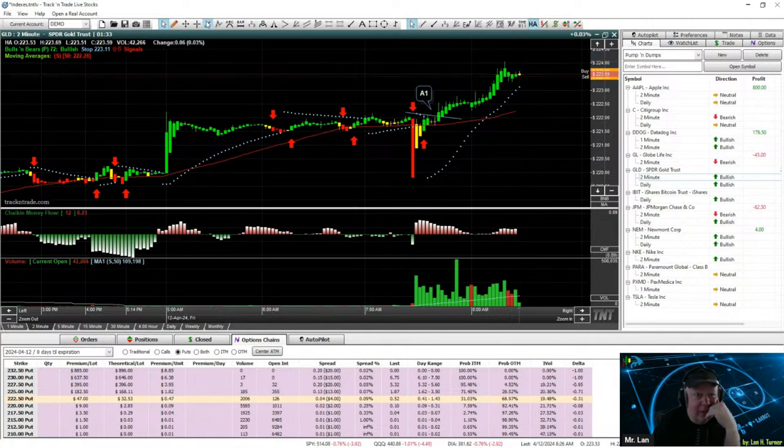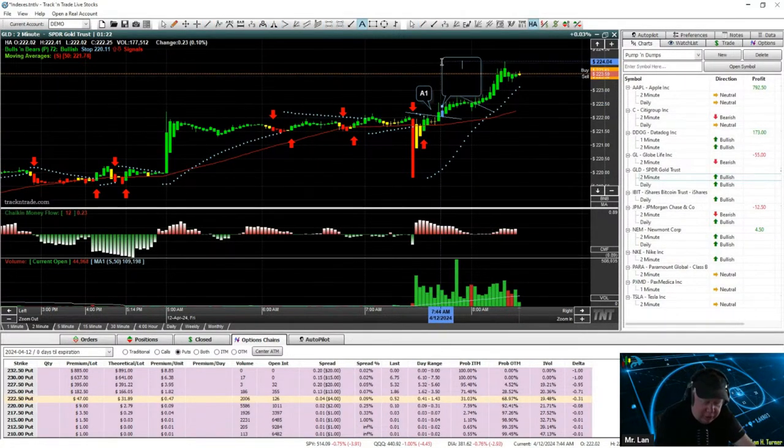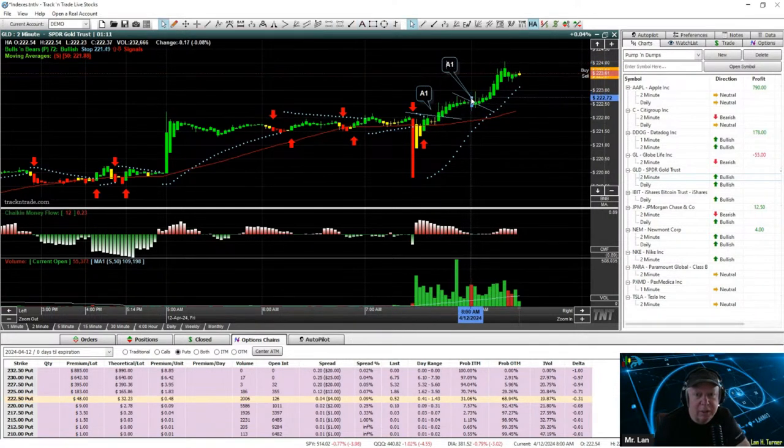Okay, so that means this is A2 right here, right? That right there is going to be our A2. Label it. Hey, when you're trading real money, Lance, and you're sitting here all by yourself, do you actually put any of these labels in? You bet I do. What else am I going to do? I'm just sitting here.